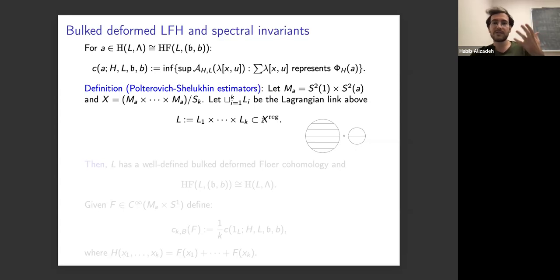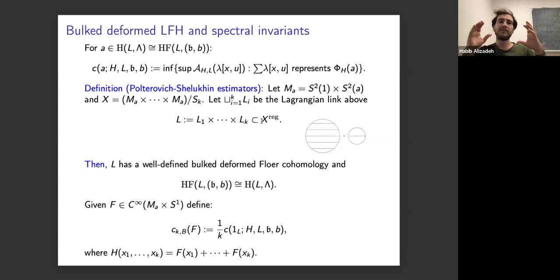And in such a situation, you can define again, for symplectic orbifolds, Lagrangian. If you have a nice Lagrangian inside the regular part of your symplectic orbifold, you can again define this Borg deformed Floer cohomology. In this setting that we have, it's going to be isomorphic to, again, Floer cohomology of L.